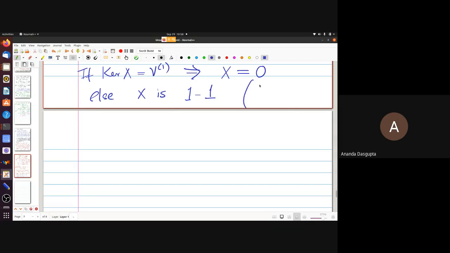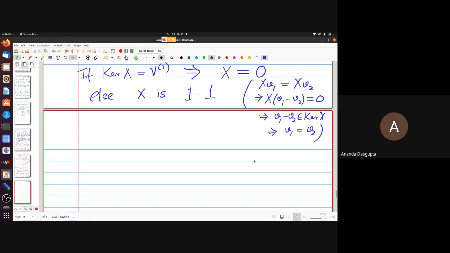The proof is of course trivial. It says basically that if Xv1 equals Xv2, then X acting on v1 minus v2, this is linearity, has to be 0, which implies v1 minus v2 has to belong to the kernel of X. And since the kernel of X has only the single element 0, this implies v1 has to be equal to v2. So the only way you can get different results when you apply X is to start with different vectors. That's 1-to-1ness. Okay.